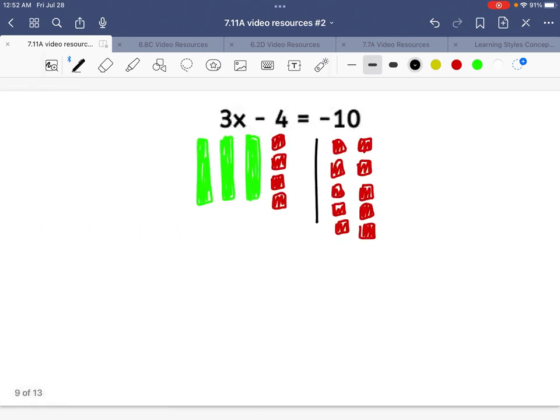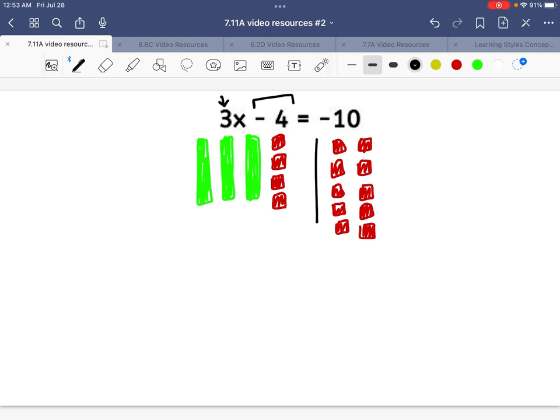So the first example that we'll be looking at is 3x minus 4 is equal to negative 10. And notice this is already modeled, and we have 3 x's because this coefficient right here tells us that there are 3 groups of x. And this minus 4 can be represented using 4 negatives. All of that is equal to my 10 negatives on the right-hand side. Just like we did when we were solving one-step equations, we want to figure out what the variable is, but now we're going to be looking at 2 steps.